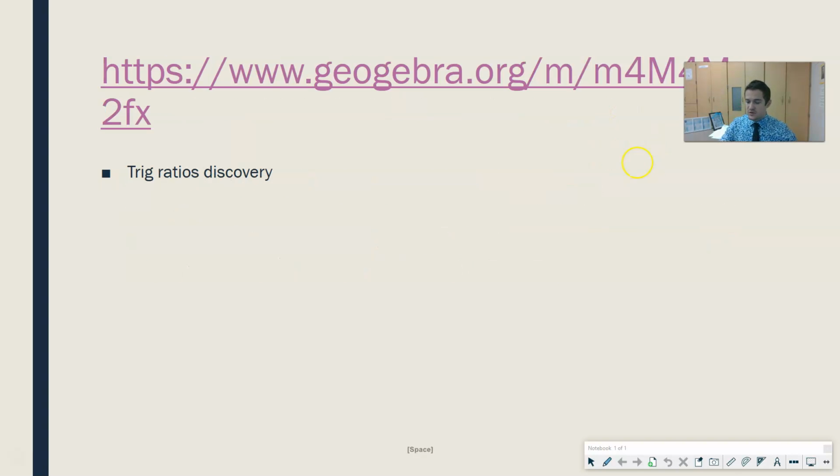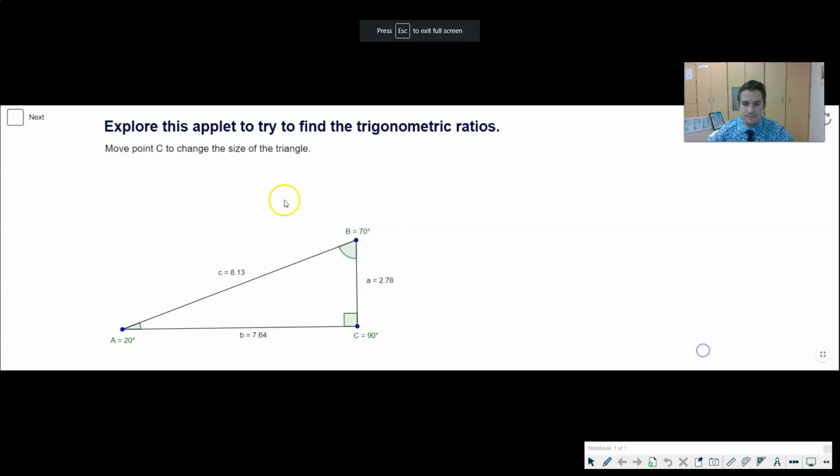Okay, so I want to show you a little something here. I'm going to use this to illustrate what we're going to be starting to talk about with trigonometry. So I have a right triangle here. I know that's a right triangle because this right here is a 90-degree angle. I have this angle that's 20 degrees and this angle that's 70 degrees. Okay? So keep that in mind.